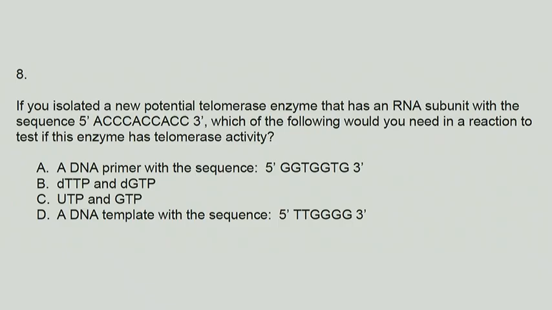Yes, so C is RNA nucleotides. B is deoxy TTP, deoxy GTP. And the reason you only need those two is because that's all that is going to be added to this DNA sequence, right? The only nucleotides in the RNA template are A and C, so the only nucleotides you need in the DNA that you're extending are T and G. Yeah.